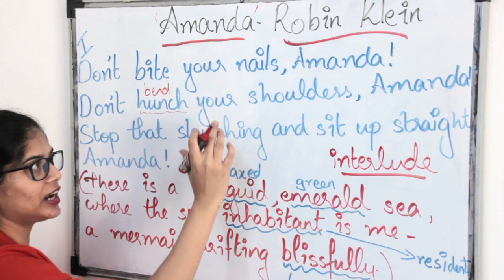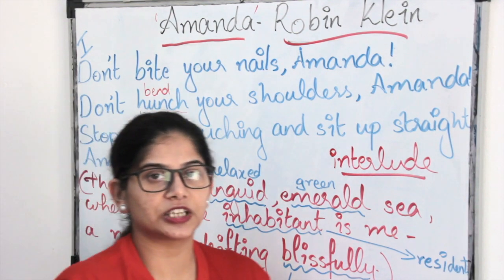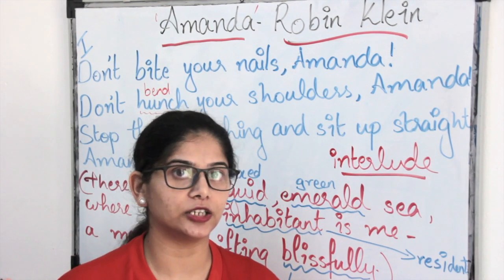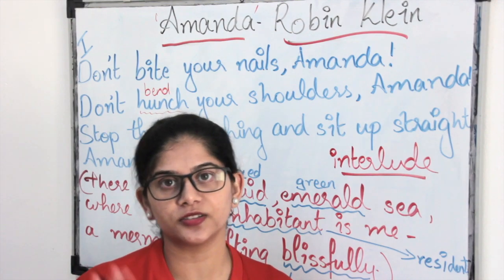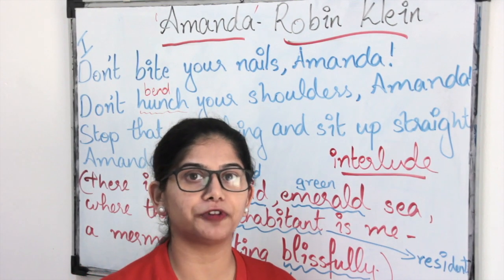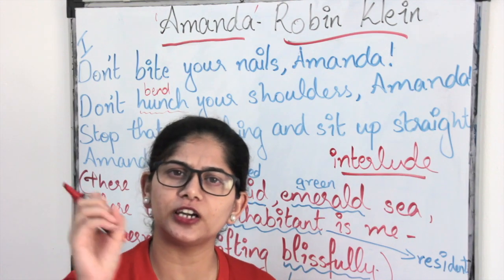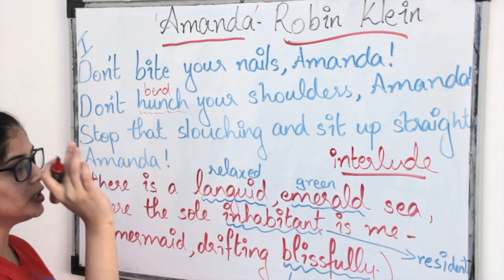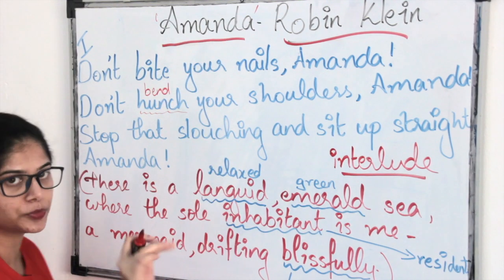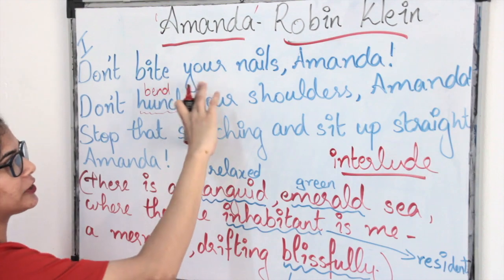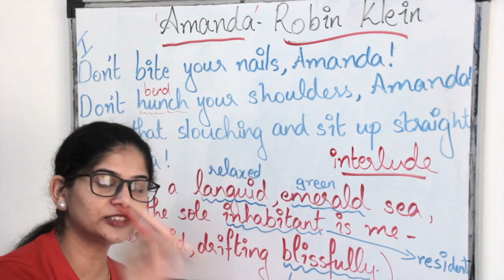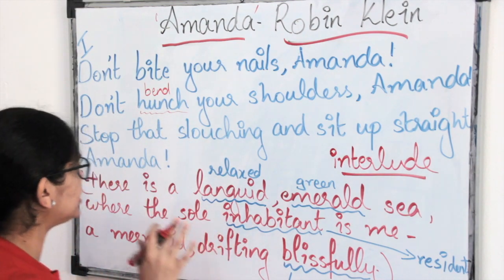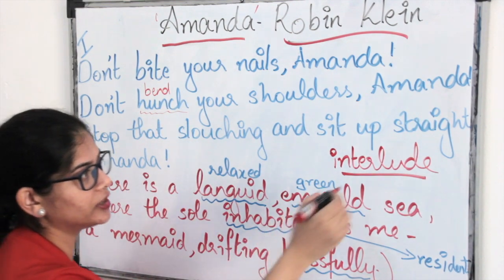In the first stanza you can find that someone is giving instructions to Amanda. We know one thing: being a teenager, especially a girl, who gives instructions? It's the mother. So over here you can find a nagging kind of mother giving instructions to Amanda. That is quite widely seen in the first four lines. We can consider all of these lines to be the first stanza. In the first part of the first stanza, these instructions are being given. In the second part, as I told you, is the interlude.